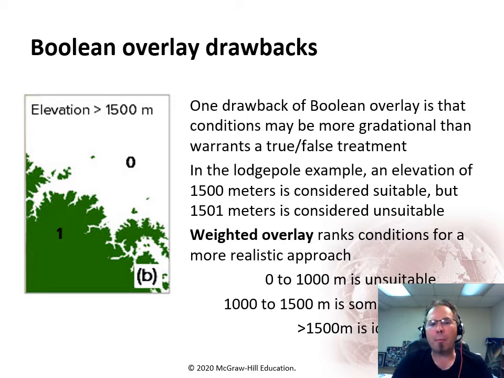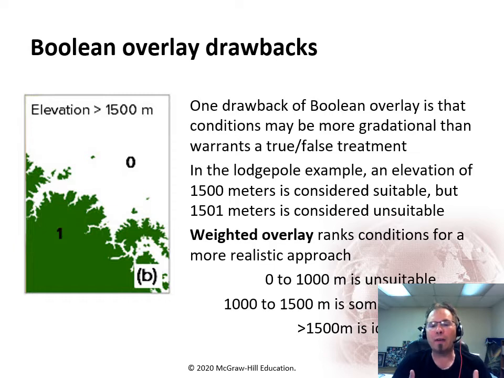Now, there are drawbacks to the Boolean overlay, and I just kind of mentioned them a little bit before. If you just do the multiplication, you have yes or no. There's no in between. There's no gray area, if you will. And even with the additive model, it doesn't necessarily always represent the best areas. So what you can do is use what's called weighted overlay, which then ranks things based on its importance in your research, and it becomes more of a realistic approach.